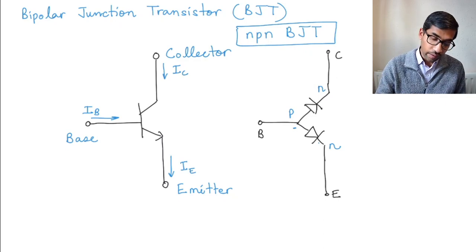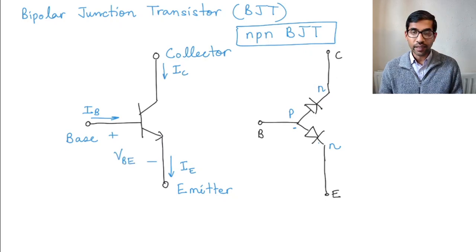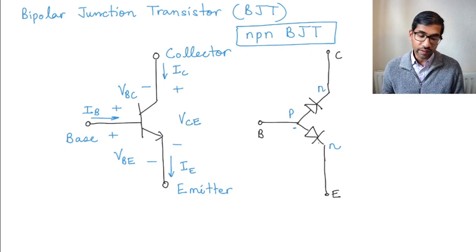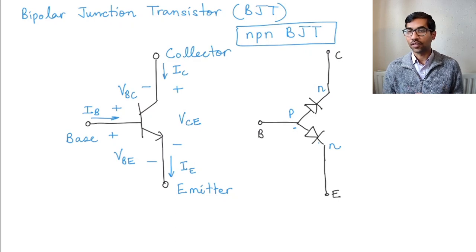Okay, and this voltage VBE is defined like this, with B as the positive terminal, and you talk about the voltage between the base and the collector as VBC, and you talk about the collector and the emitter voltage as VCE. Those are the usual sign conventions that we use for the currents and voltages in the transistor. In the next few videos, we'll start looking at how this transistor works.